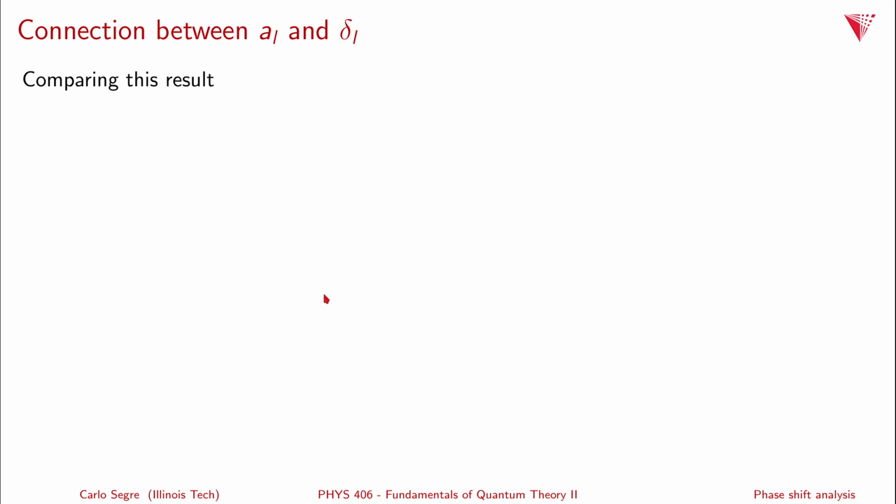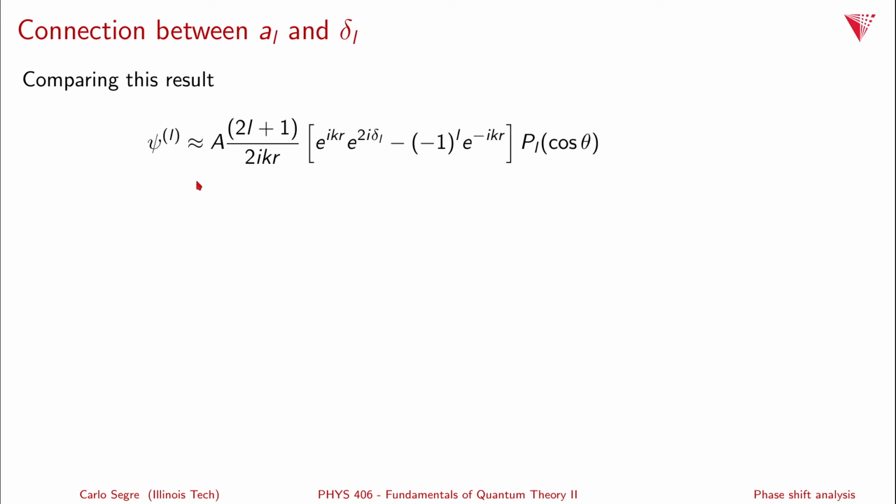Now what we want to do finally is to compare the result that we have for the phase shift method, delta sub L, where these are the phase shifts, and the partial wave analysis, where you have partial wave coefficients, A sub L. So for the phase shift method, psi of L, the Lth partial wave, is equal to A times (2L plus 1) over 2IKR times the quantity e to the IKR e to the 2I delta sub L minus (-1) to the Lth power e to the minus IKR times P sub L of cosine theta.